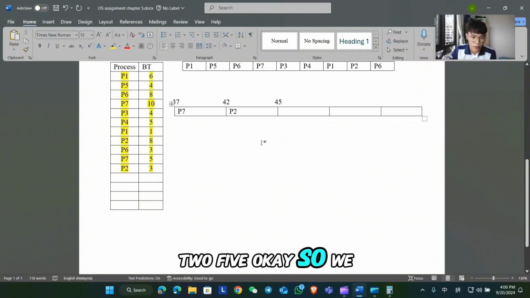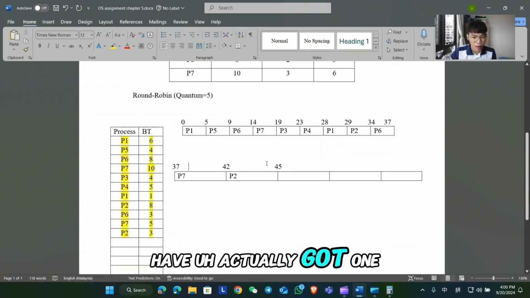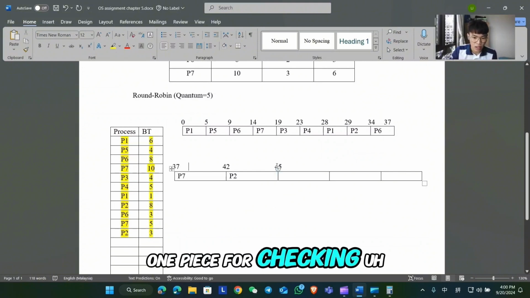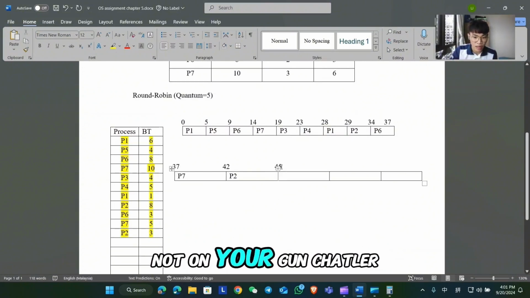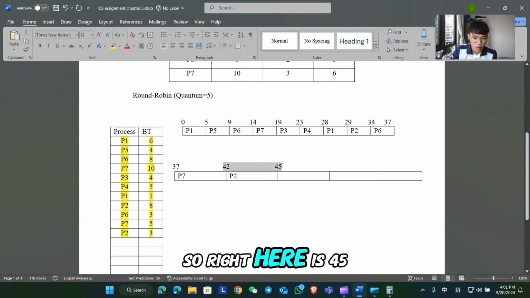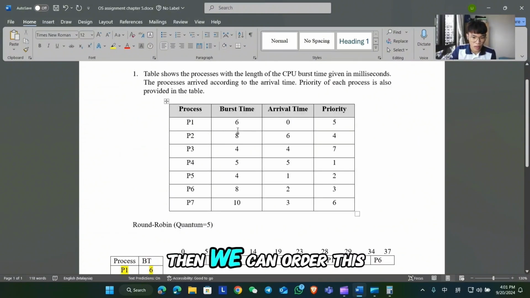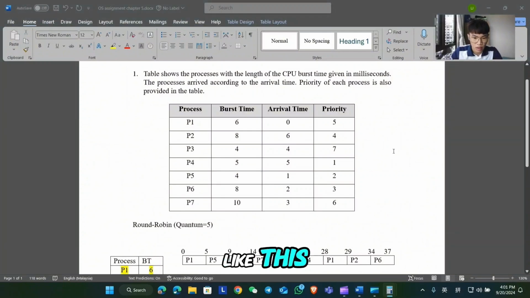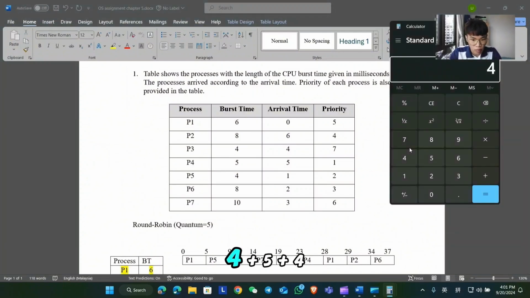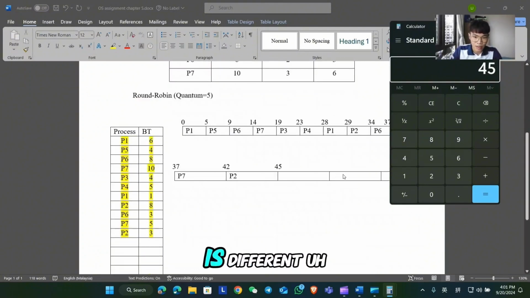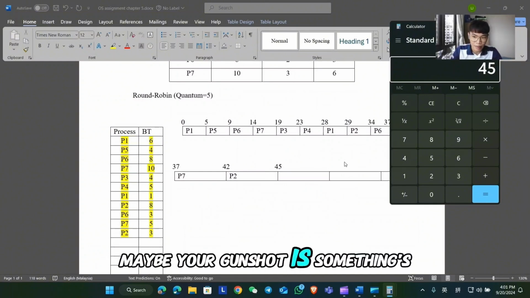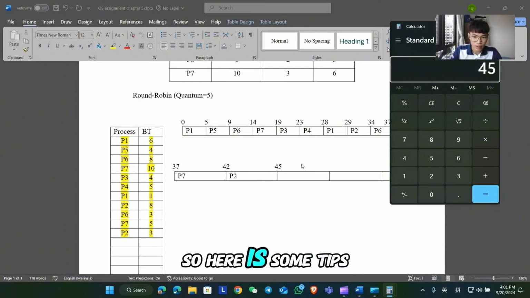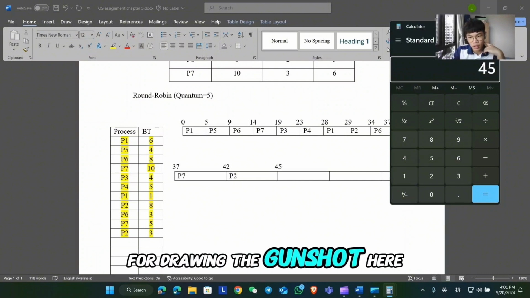Okay, we have one tip for checking whether your Gantt chart answer is correct or not. Right here is 45. Then we can add all the burst times like this: 6 plus 8 plus 4 plus 5 plus 4 plus 8 plus 10, and it equals 45. It must be the same. If it's different, maybe something is wrong with your Gantt chart. Okay, so here are some tips for drawing the Gantt chart.